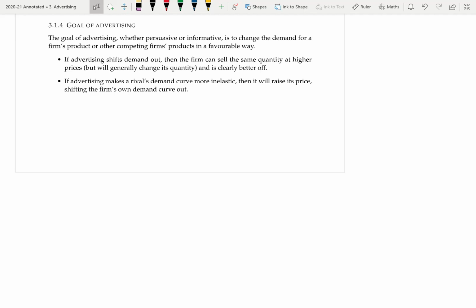So in the next 3 sections, we're going to be looking at 3 different models of advertising, which cover each of these cases. We'll look at advertising that signals quality, we'll look at advertising that informs about characteristics of a product, and we'll look at advertising that is persuasive.